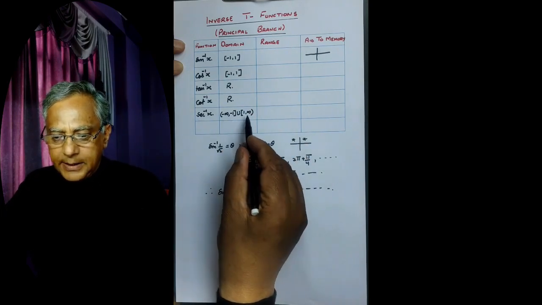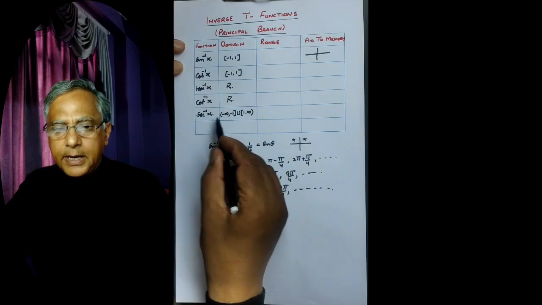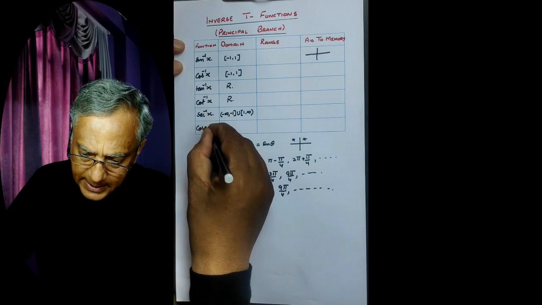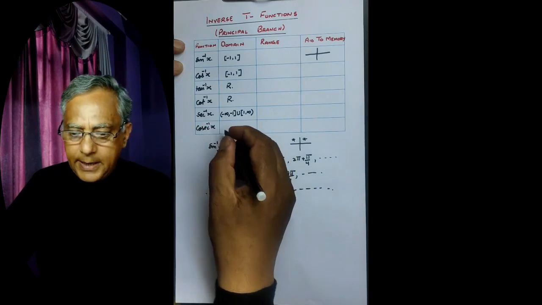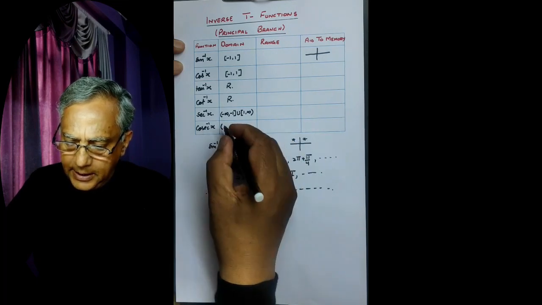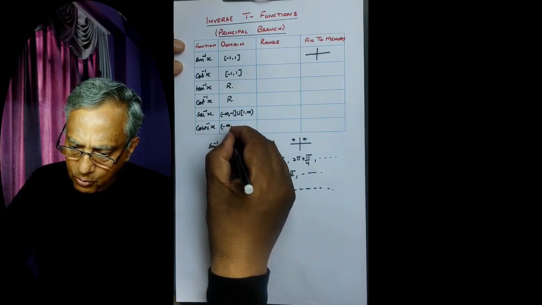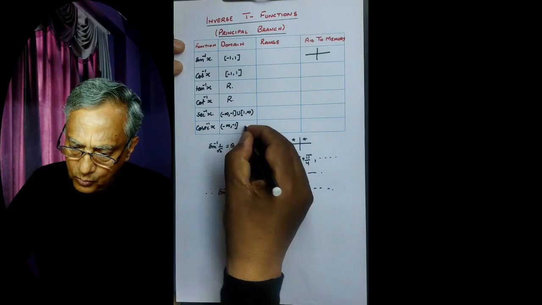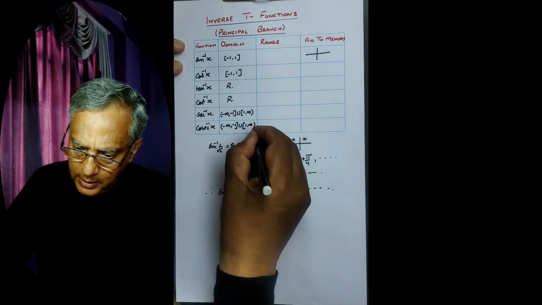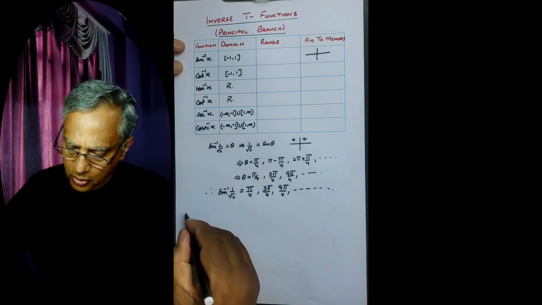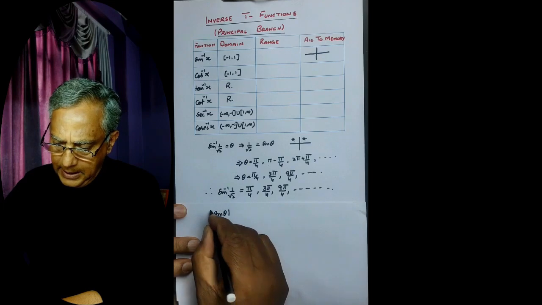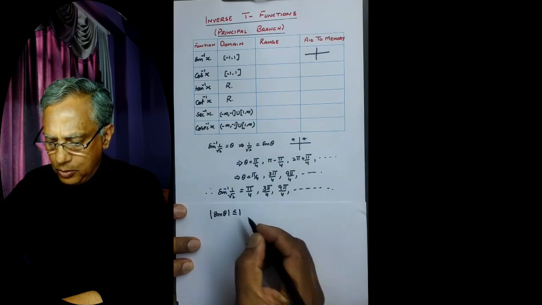The range of secant theta is this, therefore the domain of secant inverse is this. Cosecant inverse x. Again, the range of cosecant theta is minus infinity to minus 1 union 1 to infinity. Because we know sine of theta is less than or equal to 1.